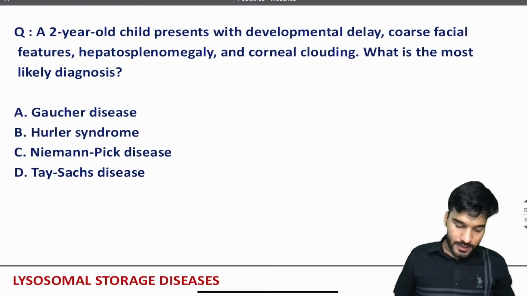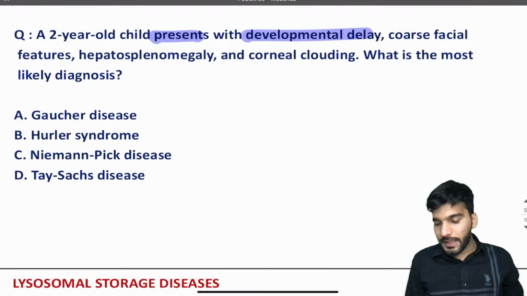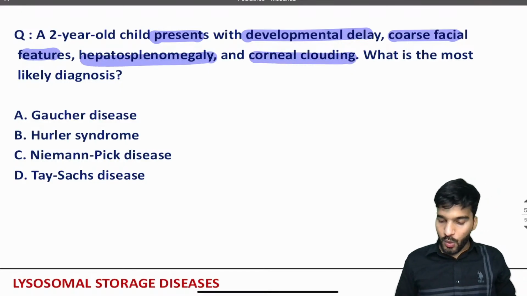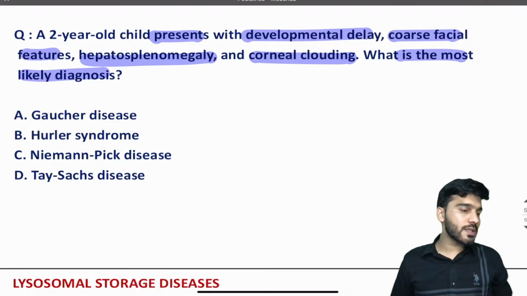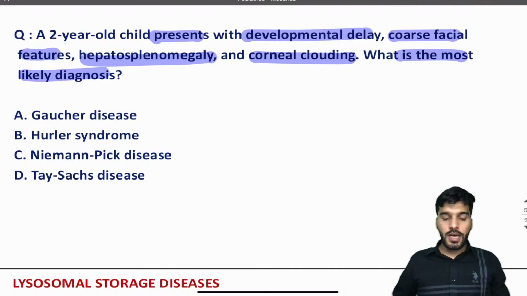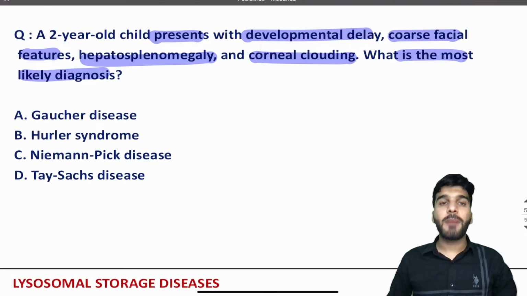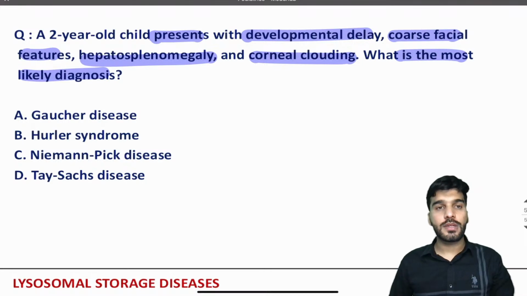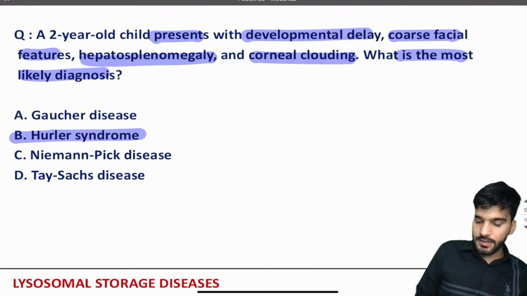Let's move to the next question, guys. A 2-year-old child presents with developmental delay, coarse facial features, hepatomegaly, and corneal clouding. What is the most likely diagnosis? Write down in the comment section. A 2-year-old child presents to you with developmental delay, hepatosplenomegaly, and corneal clouding. What is the most likely diagnosis? Good. The most likely diagnosis is Hurler's syndrome.